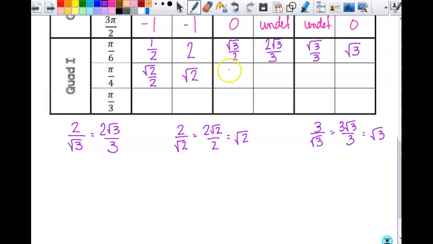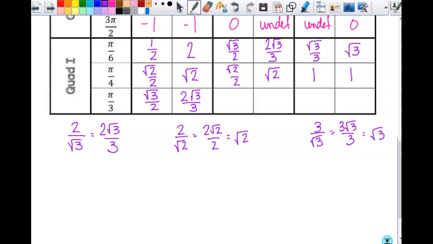Got it. All right, so cosine of pi over 4, square root of 2 over 2. So its reciprocal is what? Square root of 2. What is the tangent of pi over 4? 1. So the cotangent is 1. Pi over 3, what's the sine of pi over 3? Square root of 3 over 2. So its reciprocal then is going to be 2 square root of 3 over 3.